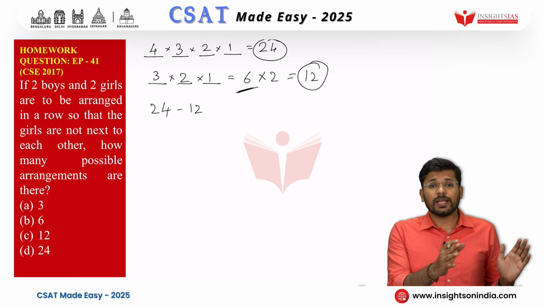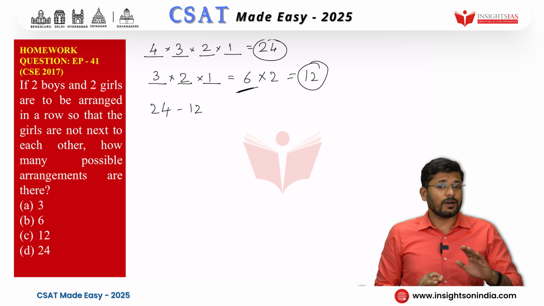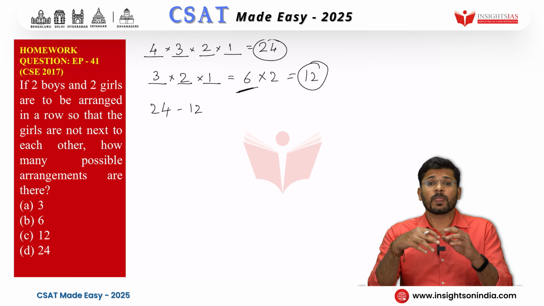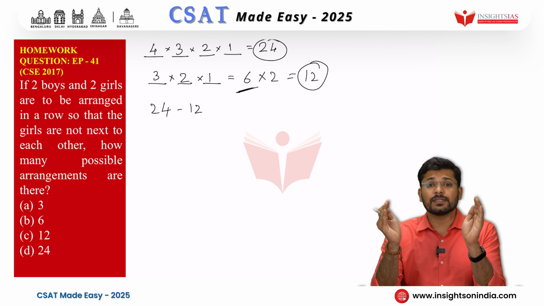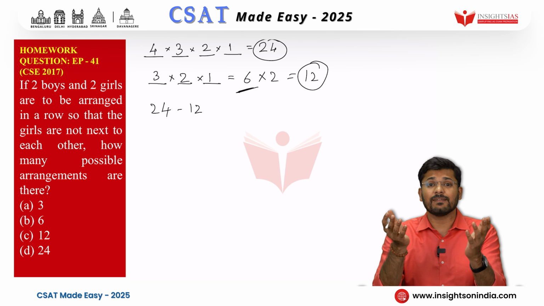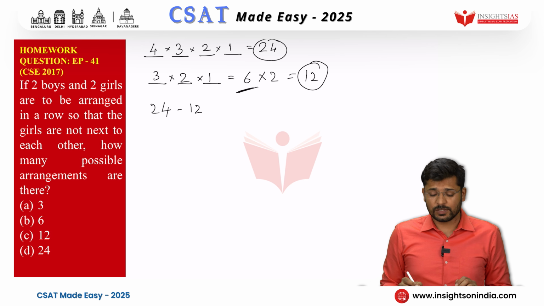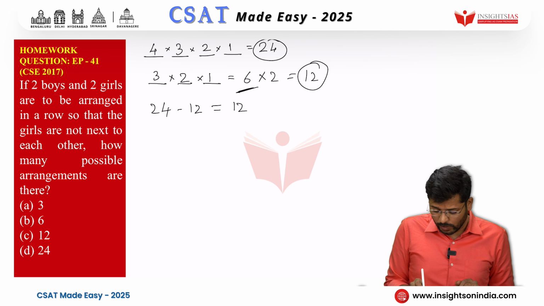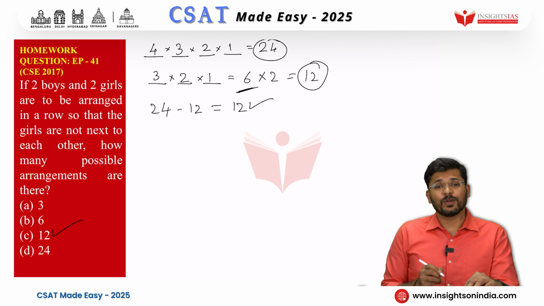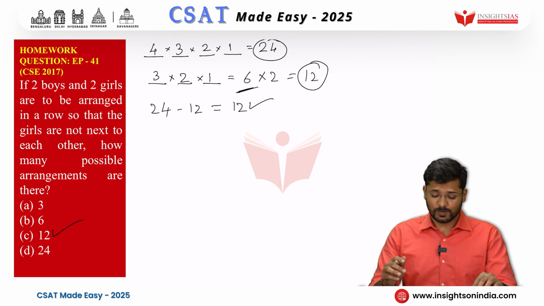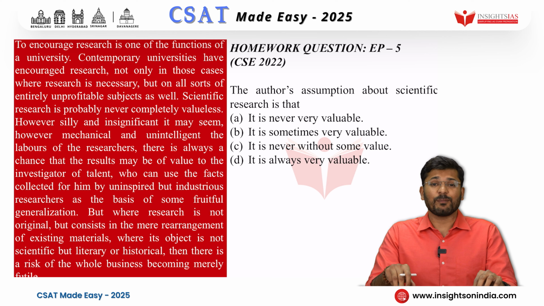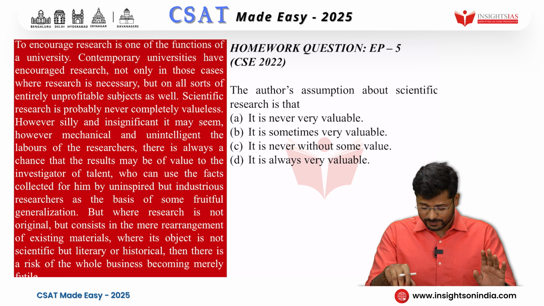So there are 24 ways in which they can stand in any manner, and there are 12 ways in which they can stand such that the girls are always together. So to find the condition where the girls are never together, we will just do 24 minus 12, and that will give you 12 again. So what will your answer be? Our answer will be option C, 12. Also, I had not given you the answer for episode 5. So I will cover that one here itself.